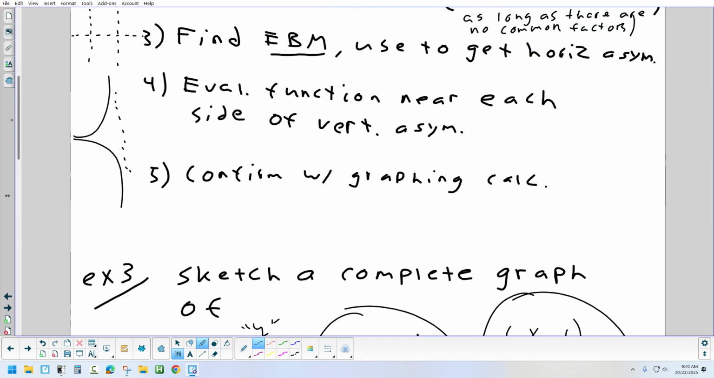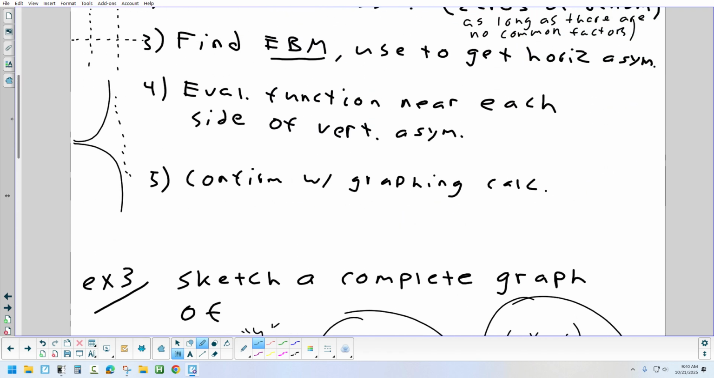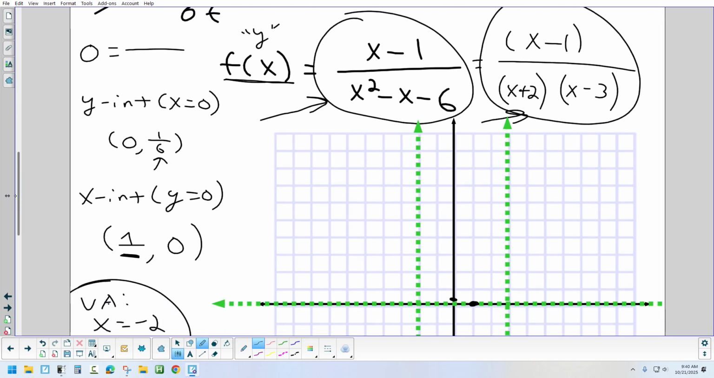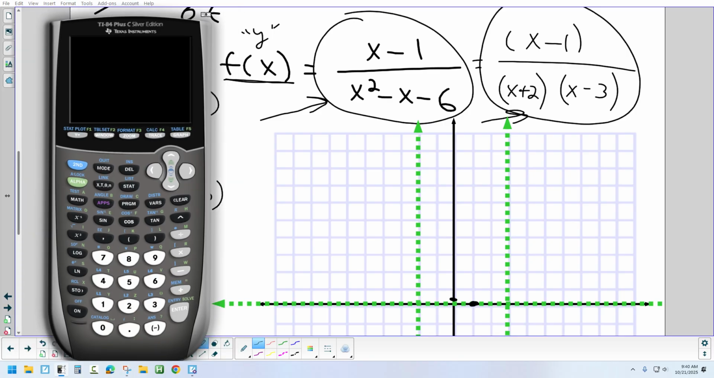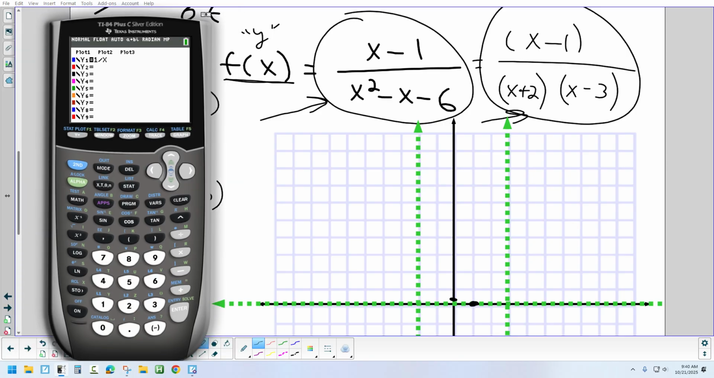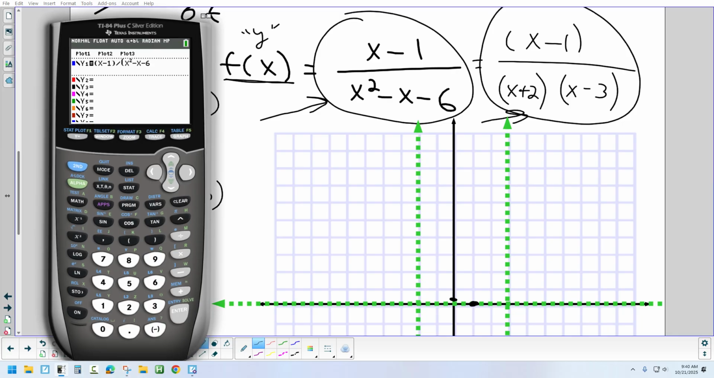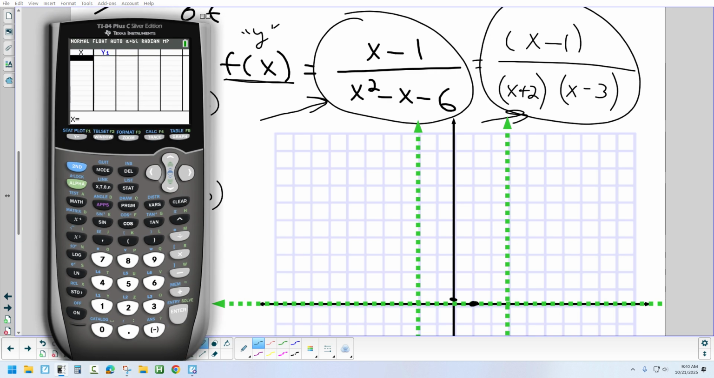And the last step we need is to check the behavior near each side of the vertical asymptote. Okay, step 4. All right, so for that, we're going to use the calculator and use the table feature. So type it in. When you type it in, make sure the numerator is in parentheses and the denominator is in parentheses. Go to the table. And remember the two numbers we're not allowed to type in? Let's check them. When I put in -2, what should it tell me?